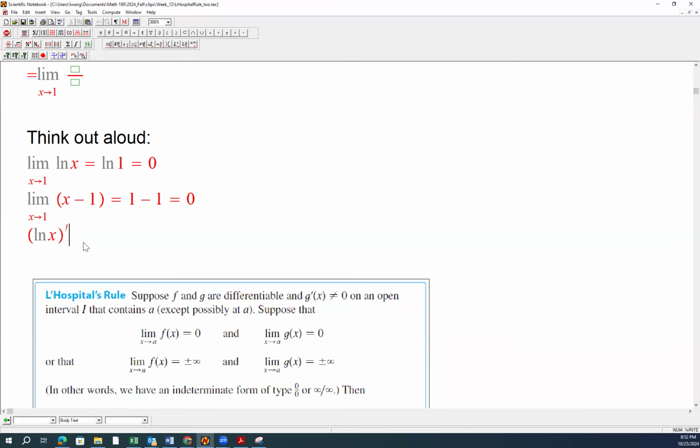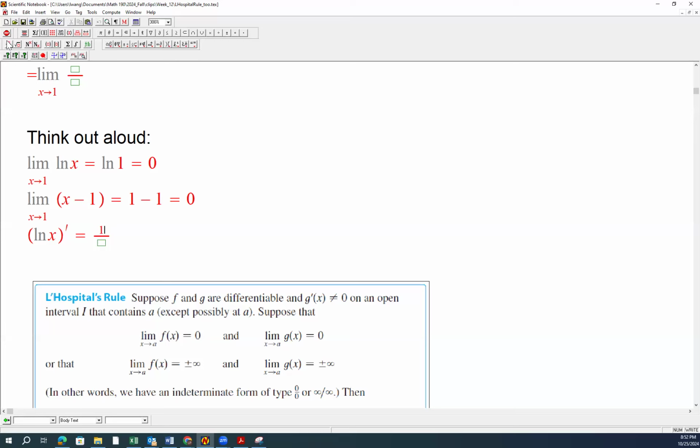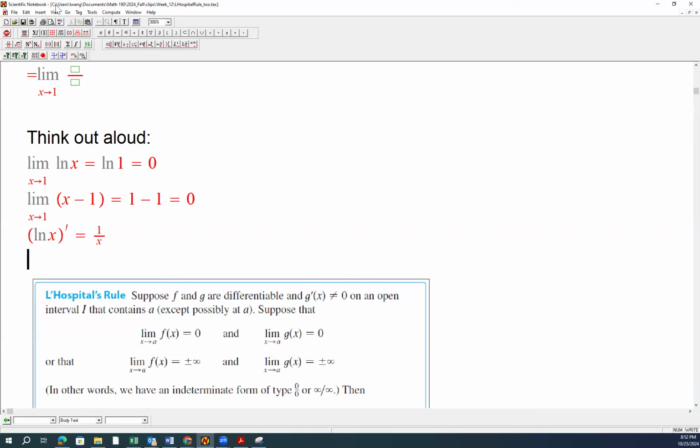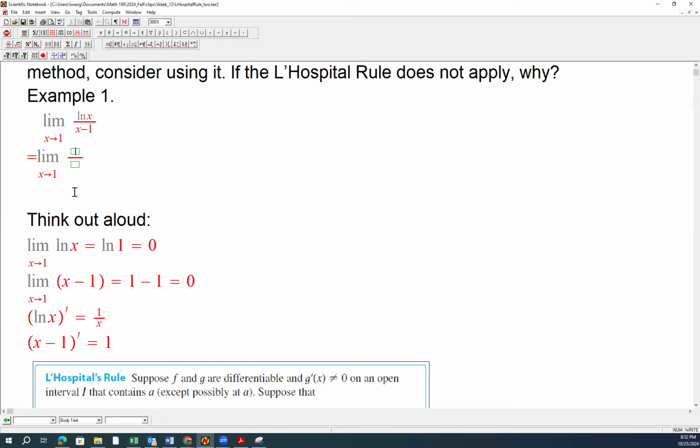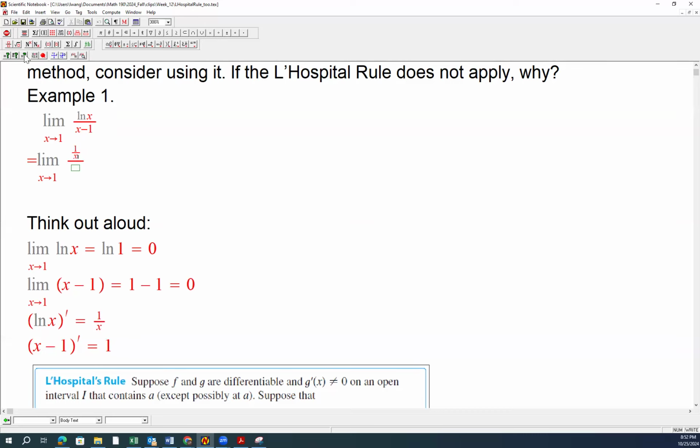It's the derivative of the numerator divided by the derivative of the denominator. It's two separate derivatives. So the derivative of the numerator is 1 over x. The derivative of x minus 1 is equal to 1. So when you show your work, don't put these in between the lines. You just put a 1 over x, and the next one is 1.